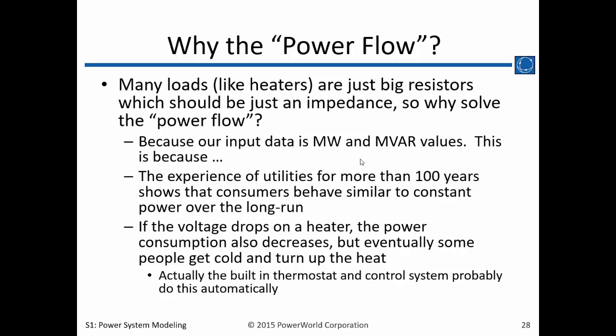Well, the reason we talk about a power flow is that many loads, like heaters, are just big resistors, which should just be an impedance. So why do we solve a power flow? The answer is because our input data is typically megawatt and megavar values, because the experience of utilities for more than 100 years shows that consumers behave similar to constant power over the long run. So if the voltage drops on a heater, the power consumption also decreases, but eventually people get cold and turn the heat back up. The built-in thermostat and control system probably do this automatically, but in the long term, it balances out so most loads appear to be constant power.